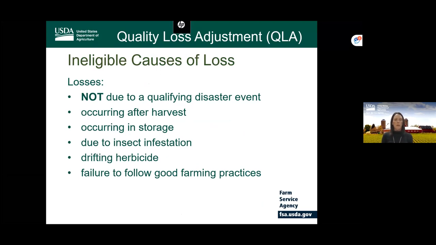So there's certain causes of loss that are not eligible. Losses that are not due to one of those qualifying disaster events are not eligible. Losses that occur after harvest or occurred in storage are not eligible. Any losses due to insect infestation, drifting herbicide, or failure to follow good farming practices are also not eligible.